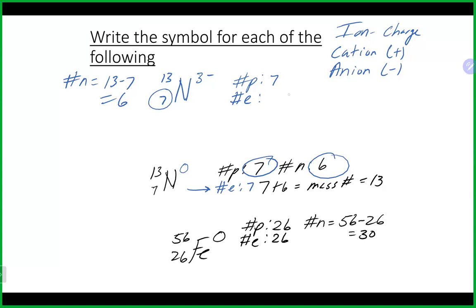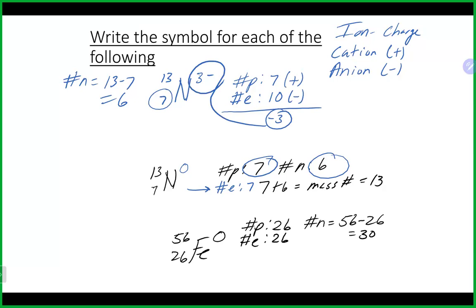I need a total of 10 electrons in this case. That's because I now have 7 positive protons and 10 negative electrons. 10 negative things plus 7 positive things leaves you a -3 left over. And that is where the charge comes from.